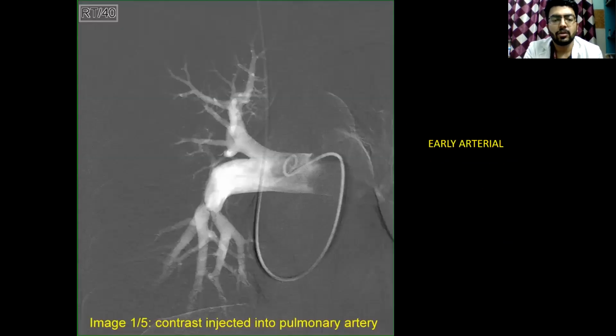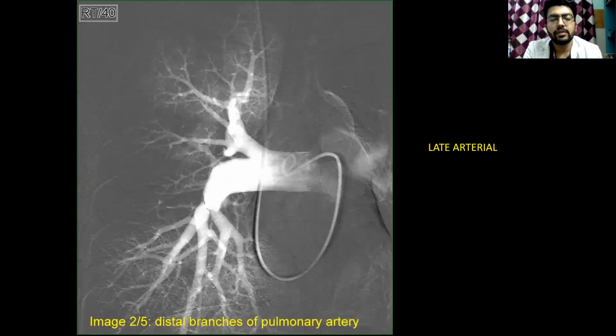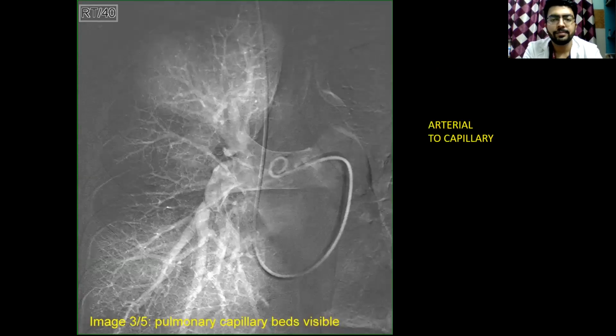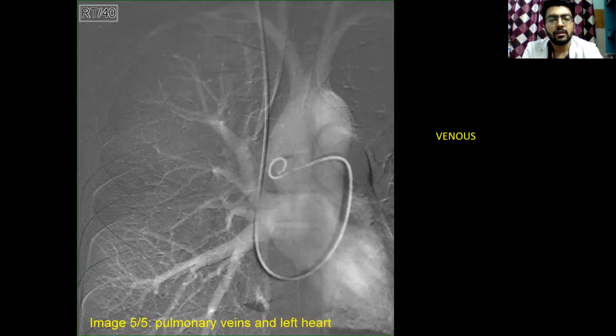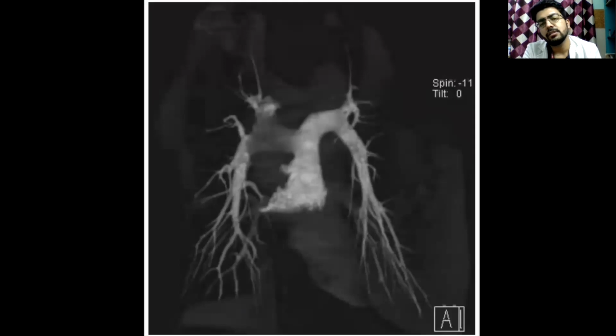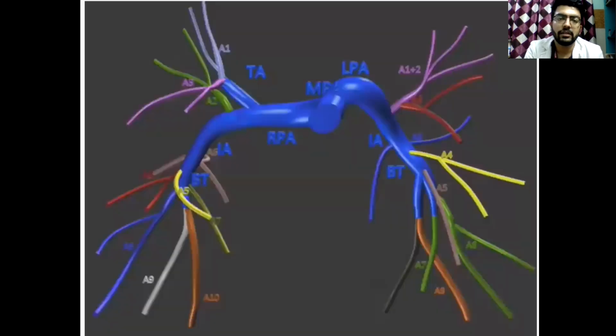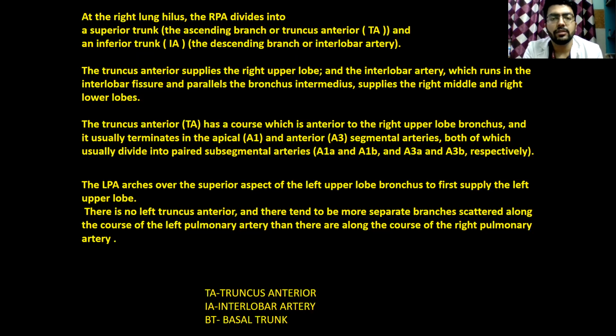This is the contrast injected in the pulmonary artery, early arterial phase. Late arterial phase, where we see the distal branches of pulmonary artery. Arterial to capillary, pulmonary capillary bed is now visible. And this is the pulmonary capillaries and veins that are visible now. Now venous phase, wherein the pulmonary veins and left heart are seen. This is the coronal image representing the same. This is the diaphragmatic representation of the same thing.